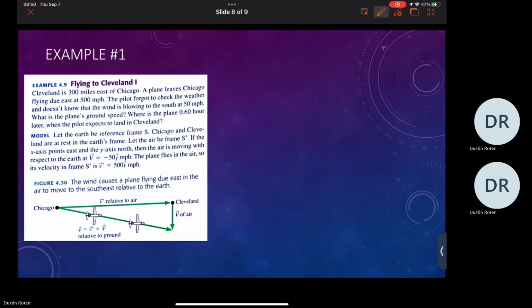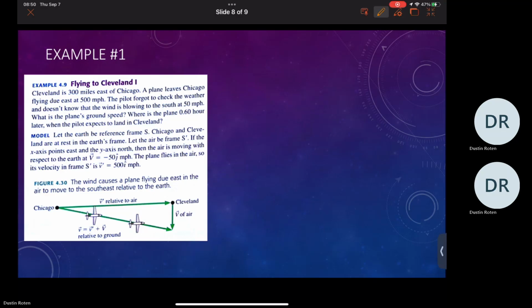So let's look at some quick examples. All right, so Cleveland is 300 miles east of Chicago. A plane leaves Chicago flying due east at 500 miles per hour. Okay, well, we got that here in our picture at the bottom. We've got Chicago labeled, we've got Cleveland labeled. The problem is the pilot forgot to check the weather and doesn't know that the wind is blowing to the south at 50 miles per hour. That's a lot of wind. What is the plane's ground speed? And then where's the plane 0.6 hours later when the pilot expects to land in Cleveland?